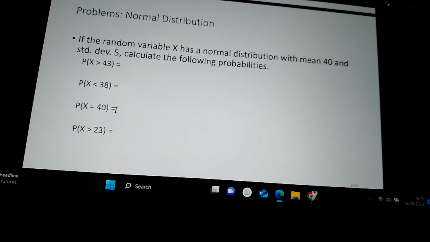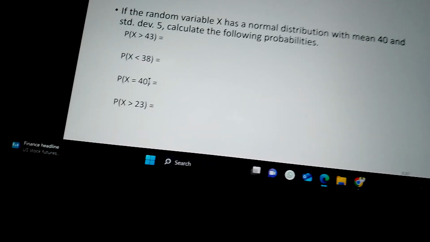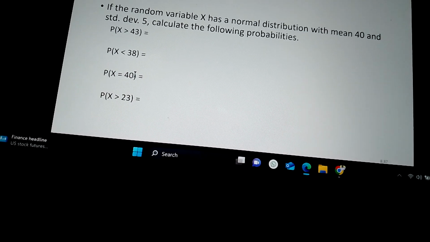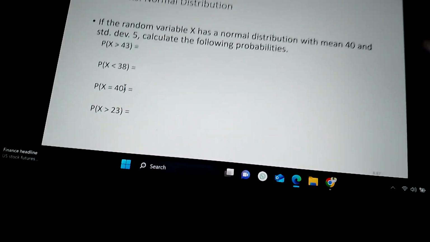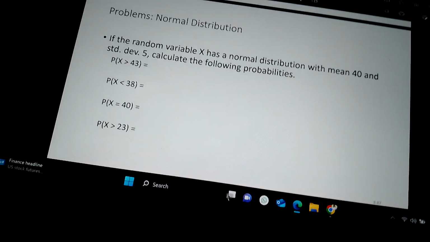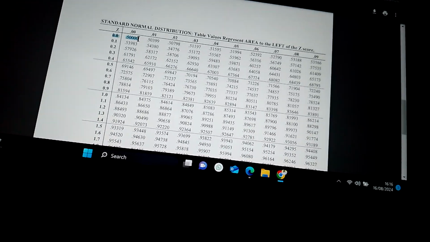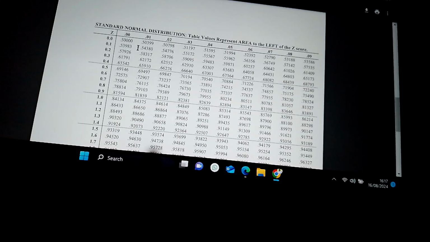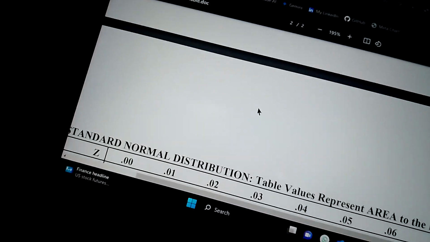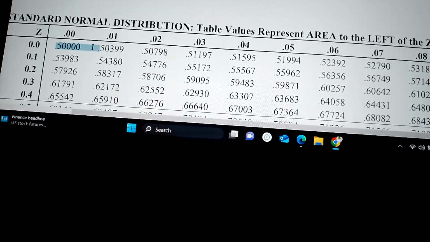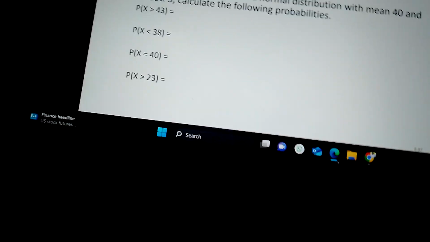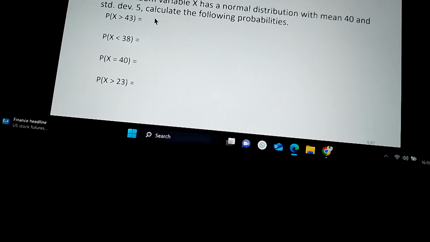Okay, and then there's another one too. So at 40, you realize that 40 is the mean. So at 40, what will happen? You have a z score of 0, right? Now we can go and see what a z score of 0 means. A z score of 0 means 0.5. Okay, let me enlarge this. So basically, a z score of 0 would imply 0.5. Okay, so that's just it.